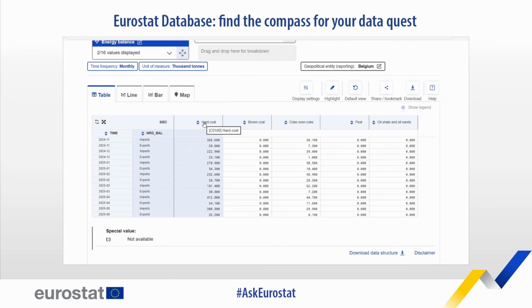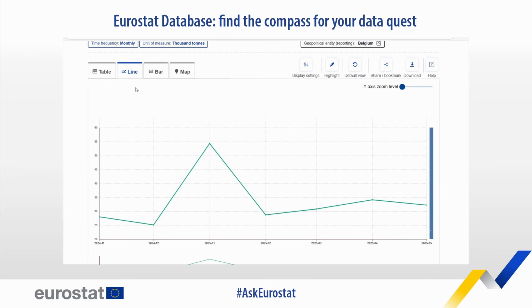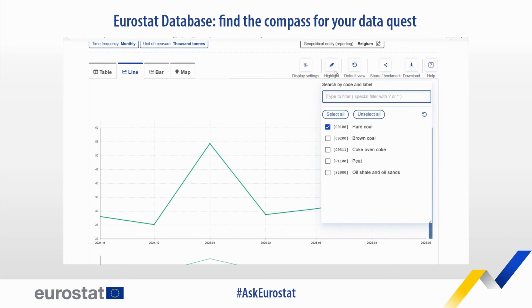In addition, if we are analyzing trends, it may be useful to switch to a line chart. By clicking on the first tab here, we can visualize the evolution of the selected export products over time, and it makes it easier to identify patterns. And it is possible to add more products by clicking on highlight.